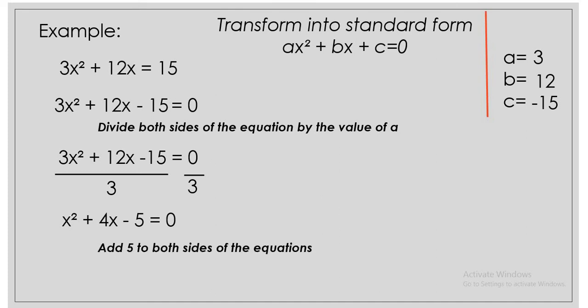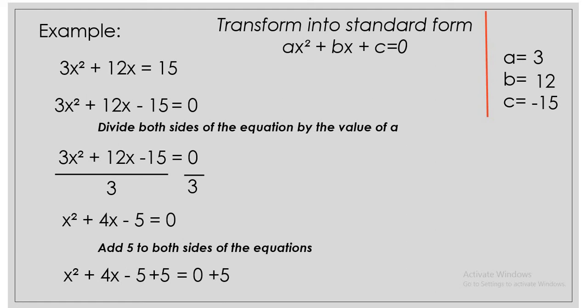So the next step is to add 5 to both sides of the equation. Question: is it always 5? Of course not. It will depend on the number of your constant term. In our example here, our constant term is 5, but it will not always be 5. So let's add to both sides, plus 5 plus 5.